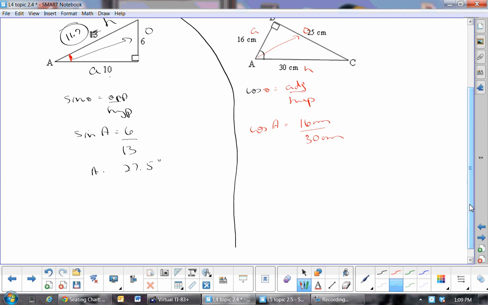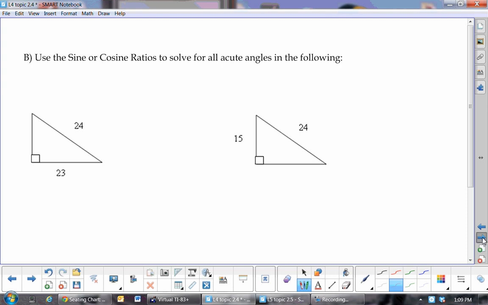Okay, and again, make sure we're using second cos so we're able to get A equals 57.8 degrees. Okay. Does that make sense? Okay, let's go to here.